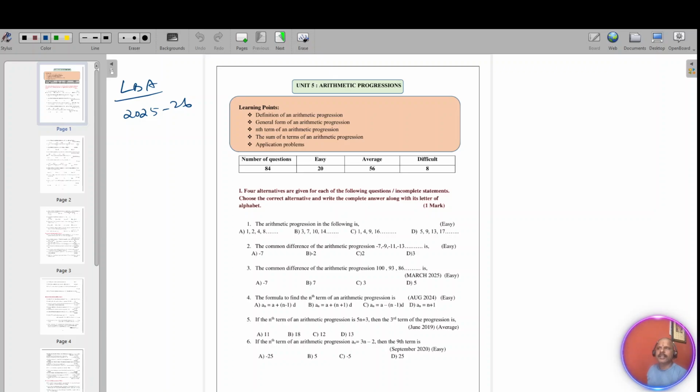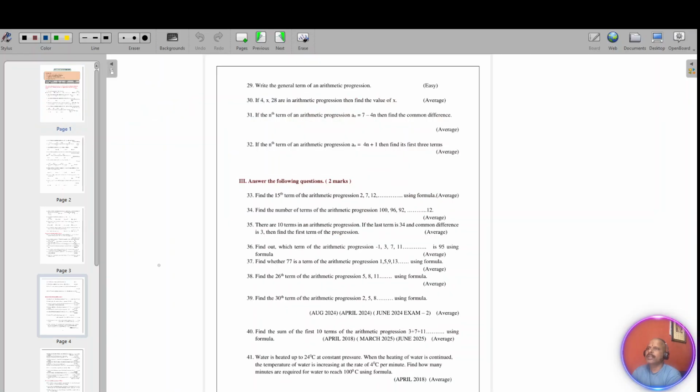Hello students, in this class we'll see arithmetic progression LBA, lesson based assessment, 2 marks questions. We have seen already 1 mark MCQ and 1 mark subjective ones. We'll see 2 marks questions in this class. If the questions are straightforward I'll not be solving them. If they're kind of difficult I will go through them.